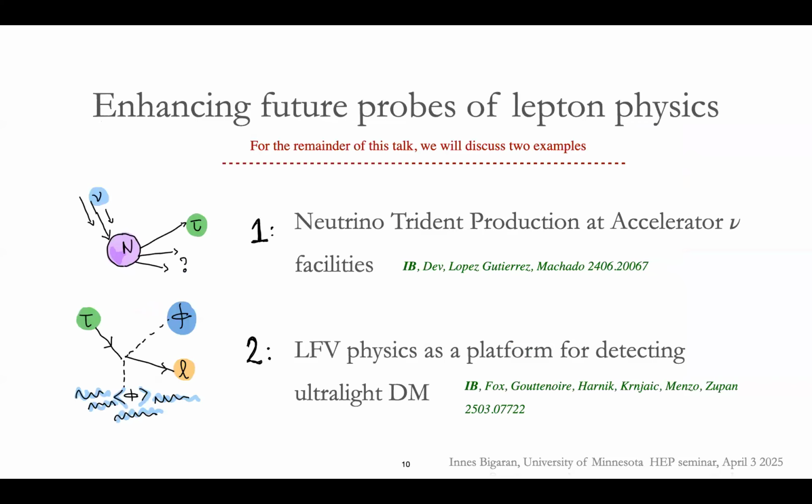All right. So I'm going to give you two examples of ways to enhance probes for lepton flavor at these sorts of experiments. The first is going to focus on neutrino scattering, and in fact on a production process for neutrino production at accelerator neutrino facilities. And then I'm going to discuss very briefly whether lepton flavor violating physics could be used as a probe for ultralight dark matter.